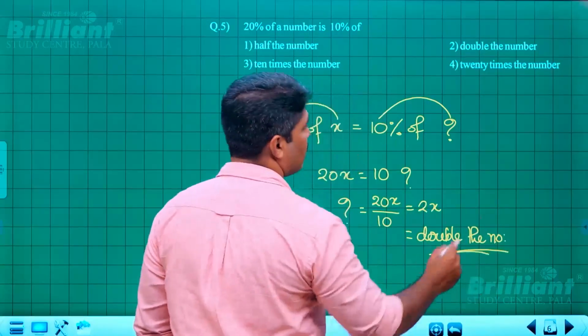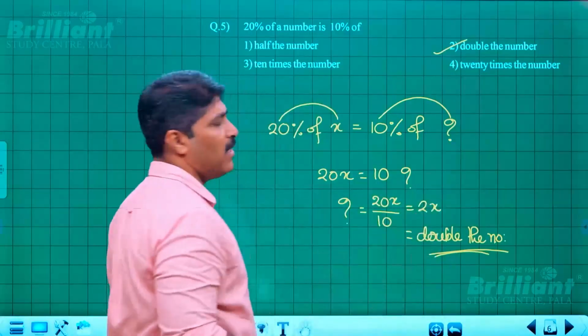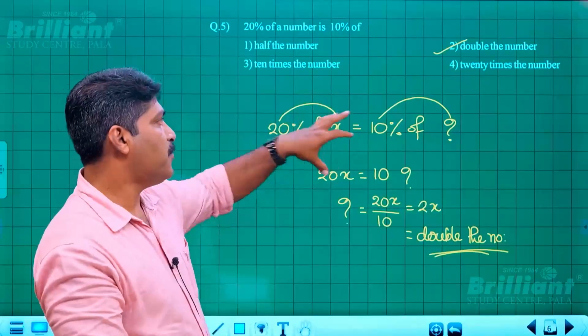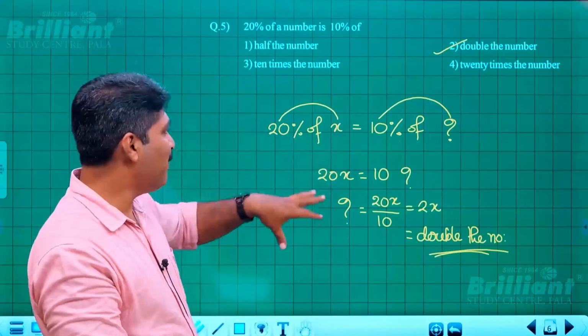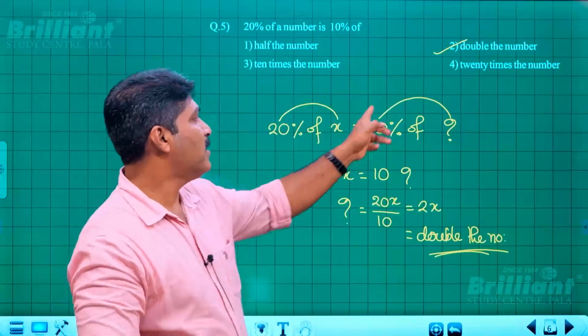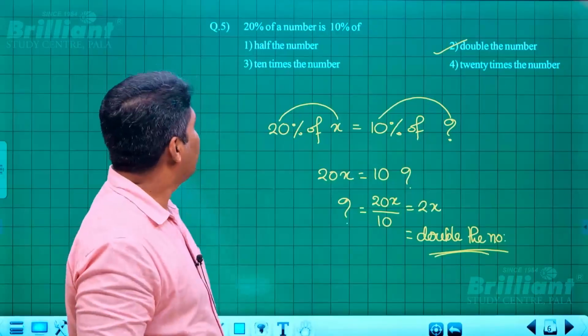Got it? So like this way, we can catch it. That's a simple logic here. If these two expressions or values are the same, that means the product of these two values is the same as the product of these two values.